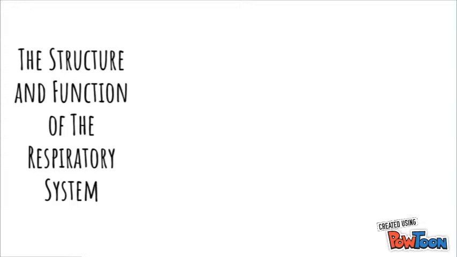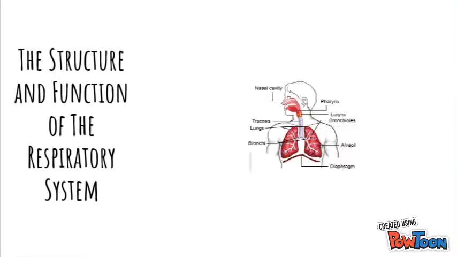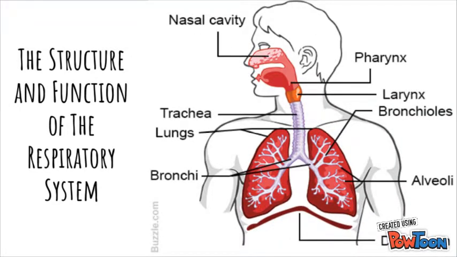Next, we will look at the structure and function of the respiratory system. It is made up of many different parts carrying out each of their own functions in order for respiration to occur. Breathing is an involuntary action that requires no thought process.